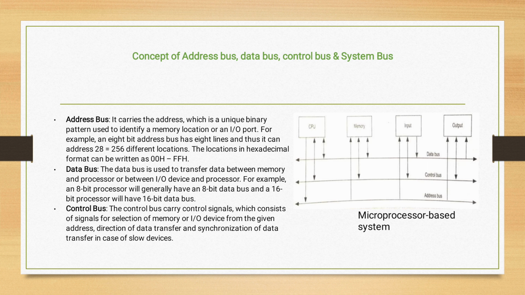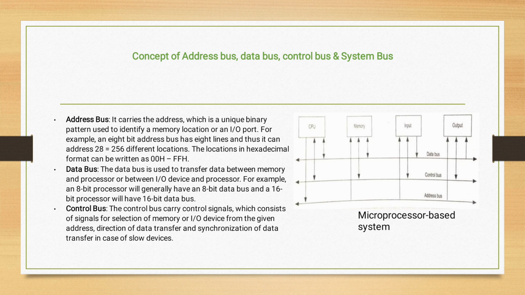In these slides, I have discussed some buses such as the address bus, data bus, and control bus in microprocessor based systems. In this figure, it is shown that several units are connected with different kinds of buses such as data bus, control bus, and address bus. So what is the address bus? The address bus is basically used to carry the address, to locate the particular address where the task is to be performed.